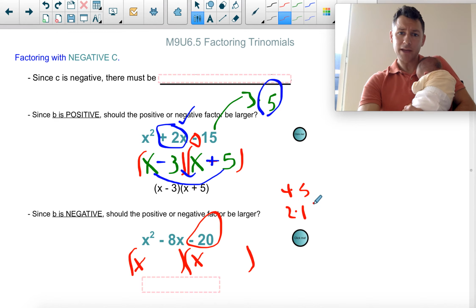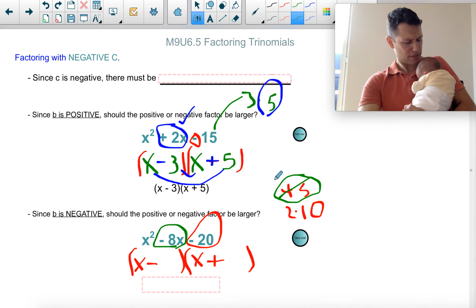But if I multiplied and got negative 20, one of them is going to be negative, and one of them is going to be positive. And if you look at this negative 8x, it tells you that whatever you put in here, the bigger number is going to be with the negative. So let's see. And I know that this has to add or subtract to negative 8, and I can't do that with 4 and 5. Maybe you can, but I can't, right? 2 and 10, now we're talking, right? And so since this is negative 8, I'm going to put the 10 here.